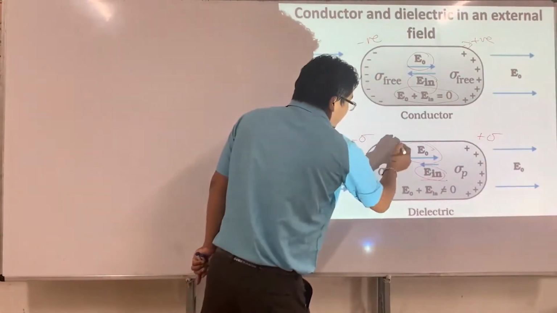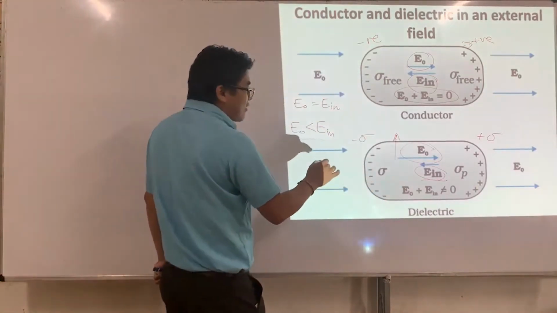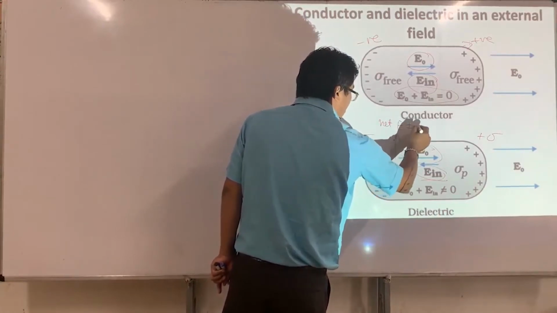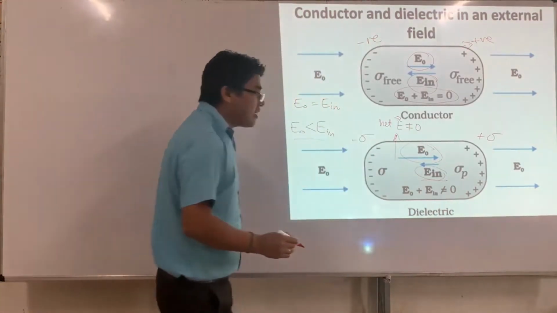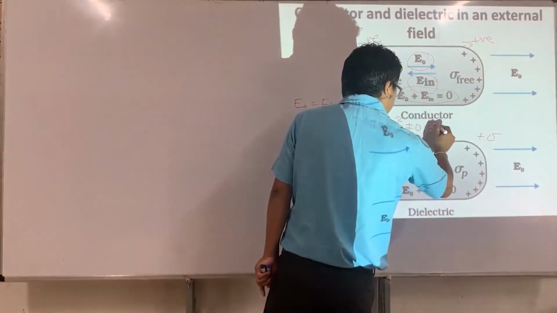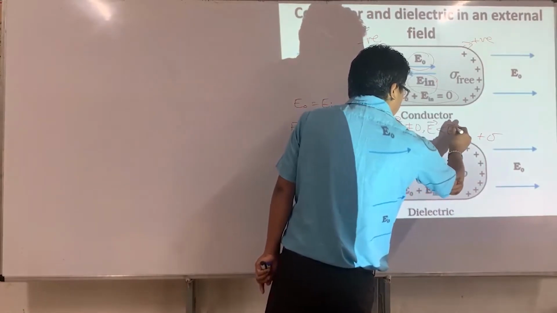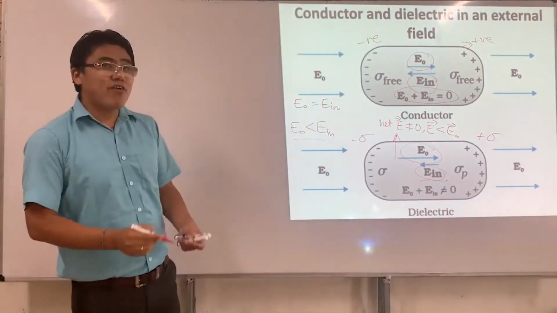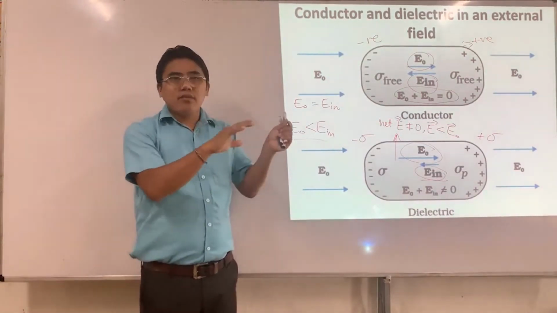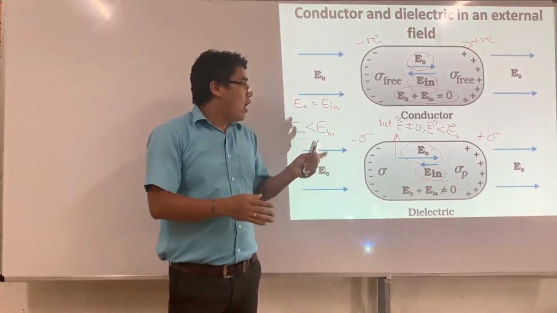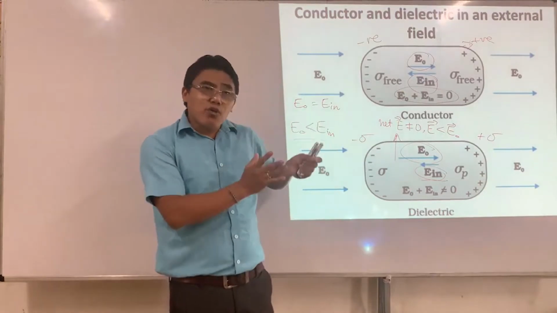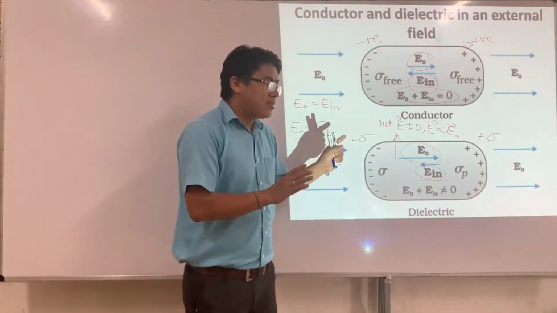So therefore, the net electric field is not 0. Net electric field is not 0. However, the net electric field is less than what is applied externally. So the difference is that in the case of a conductor, the net electric field reduces to 0. However, in the case of a dielectric, the net electric field reduces, but never becomes 0.